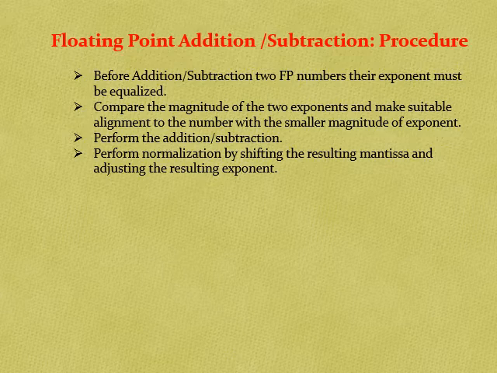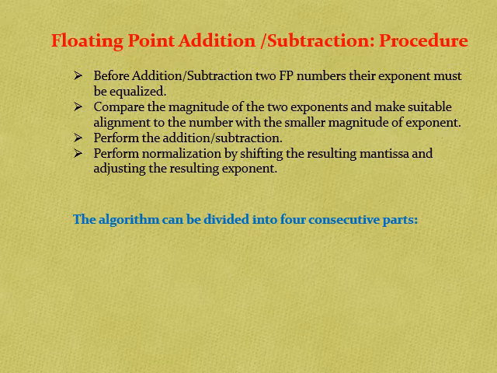If it is not 1, we have to make it 1 by shifting the mantissa so that the result is in normalized form. So now we'll see how the algorithm is divided. Mainly, the algorithm for addition and subtraction is divided into 4 parts. First, we have to check for the zeros.